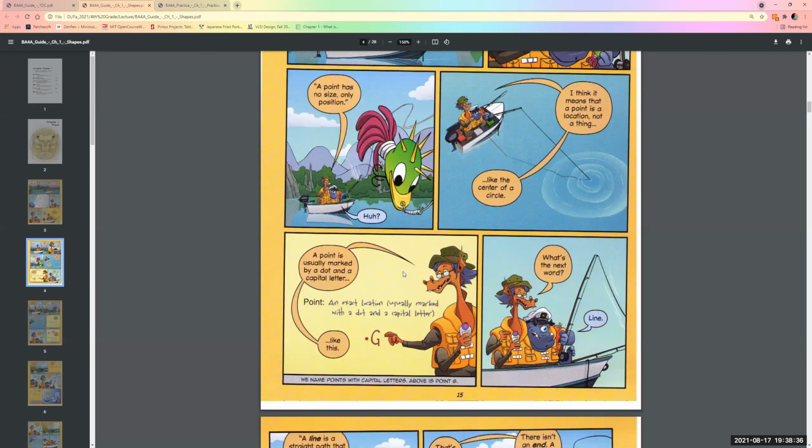A point is usually marked by a dot and a capital letter, like this. Here we have the dot and we have a capital G. So usually we name points with capital letters. Here it says G, but usually they can be in any form of the alphabet. So like A, B, C, X, Y, Z. Those are probably the more common ones. What's the next word? Line.